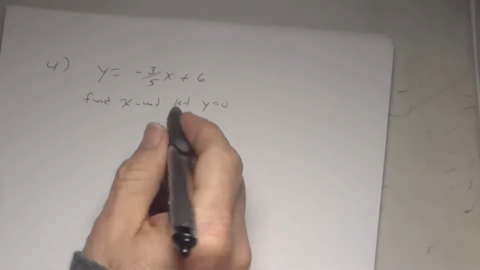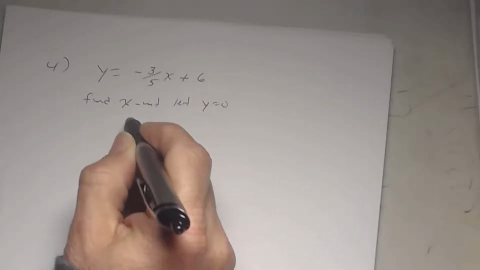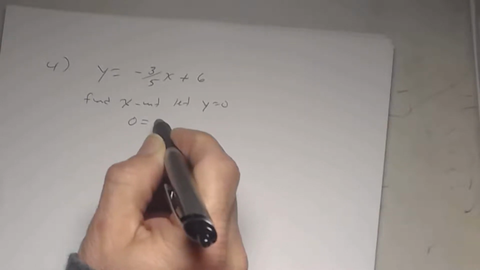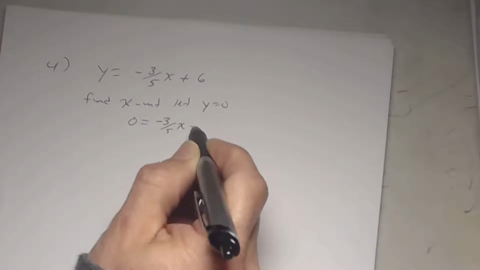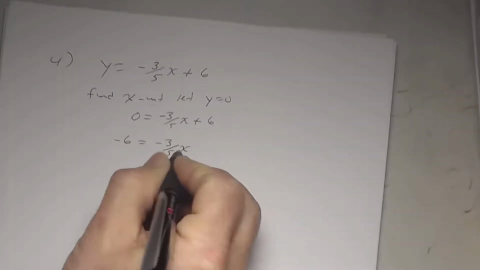Okay. And so when you let y equal 0, what equation do you end up with? 0 equals negative 3 fifths x plus 6. Okay. Now you have to solve for x. Subtract 6 from both sides. That's the first thing I would do. That would be the easy part. So you get negative 6 equals negative 3 fifths x. Y'all agree? All right.